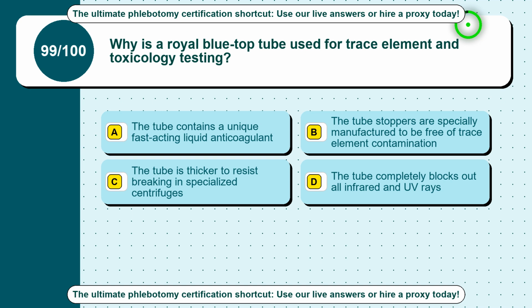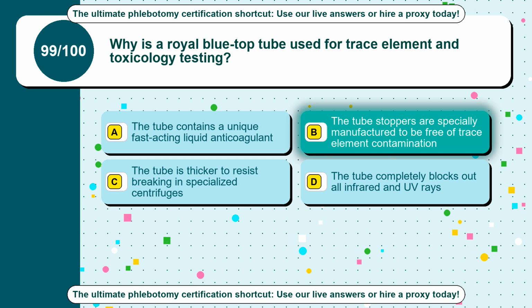Question 99. Why is a royal blue top tube used for trace element and toxicology testing? Option A. The tube contains a unique fast-acting liquid anticoagulant. Option B. The tube stoppers are specially manufactured to be free of trace element contamination. Option C. The tube is thicker to resist breaking in specialized centrifuges. Option D. The tube completely blocks out all infrared and UV rays. The correct answer is option B. The tube stoppers are specially manufactured to be free of trace element contamination.